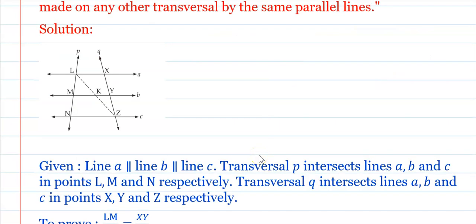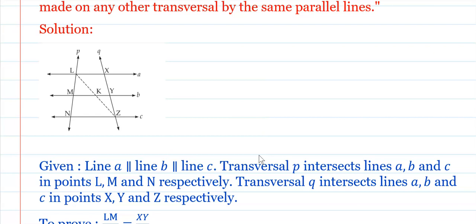Here the lines A, B, C are 3 parallel lines. The intercept made on the line L, that is LM upon MN, is equal to the intercept made on any other transversal, that is equal. That means we have to prove XY upon YZ.